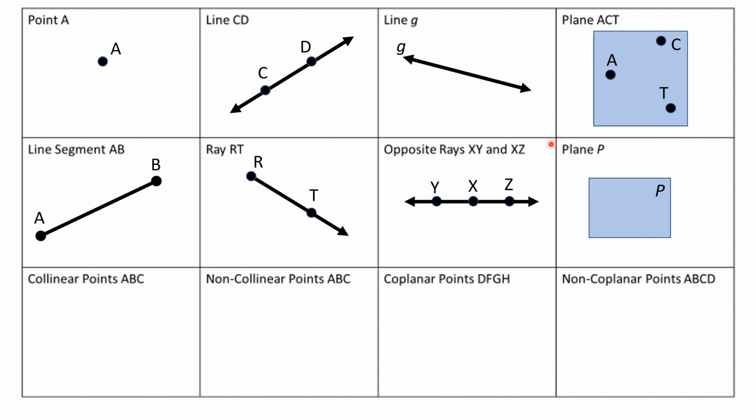Last here we've got plane P. Plane P is, again, just like plane ACT, it extends in all directions. Up, down, left, right, forever. It is a two-dimensional shape, like a piece of paper.